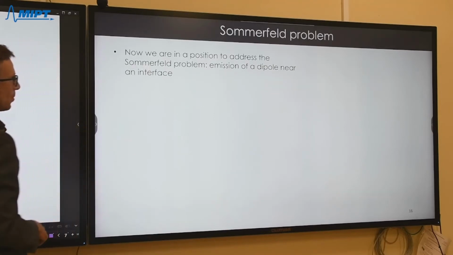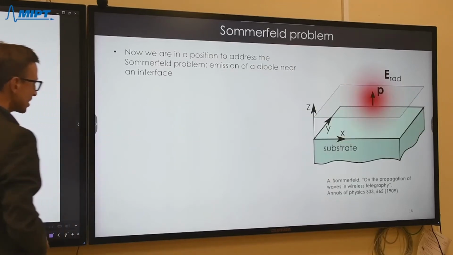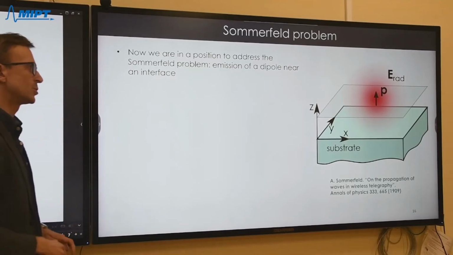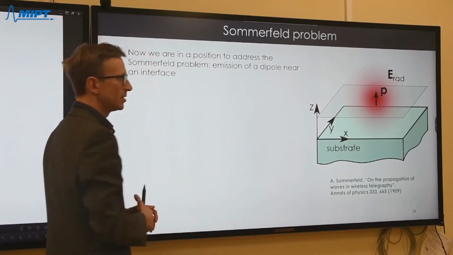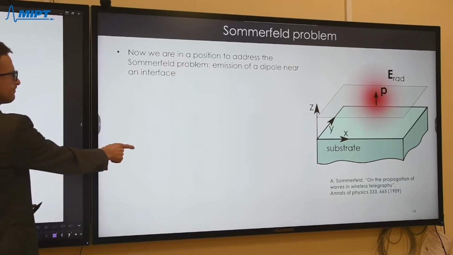And now we can go back to the Sommerfeld problem with the emission above an interface. So what we're going to do now is consider our dipole located at the origin, add the interface characterized by a certain isotropic permittivity, and try to solve this problem.